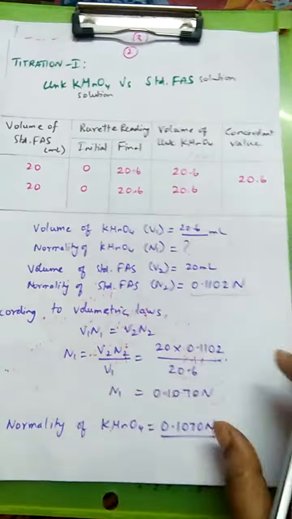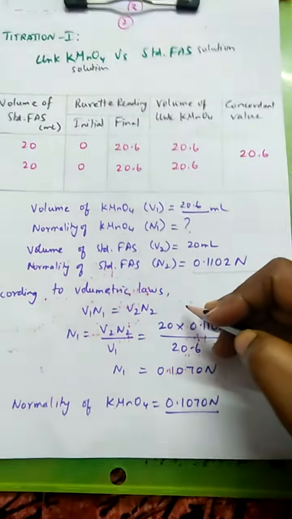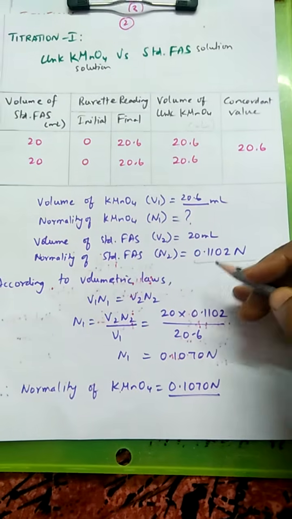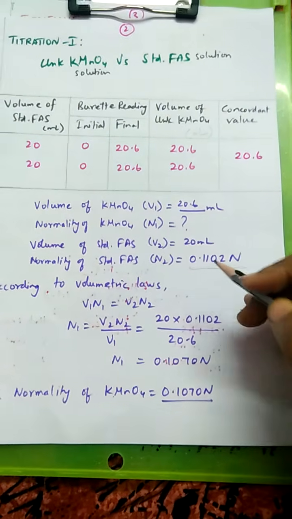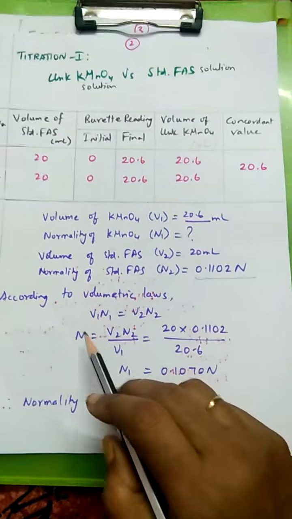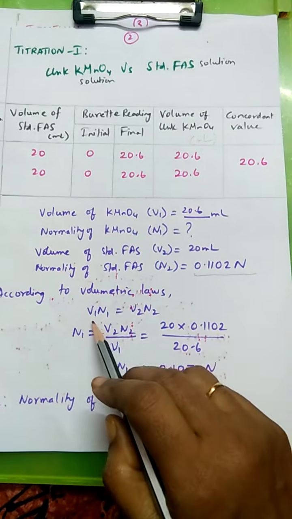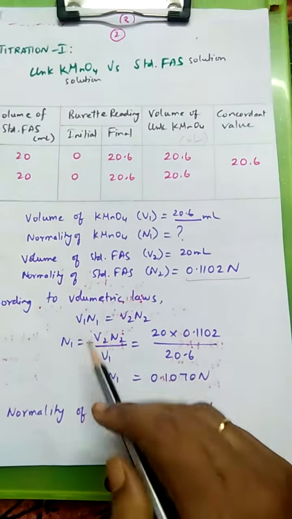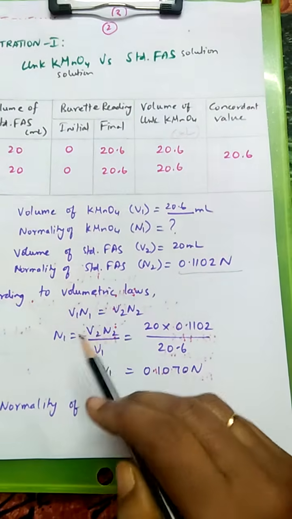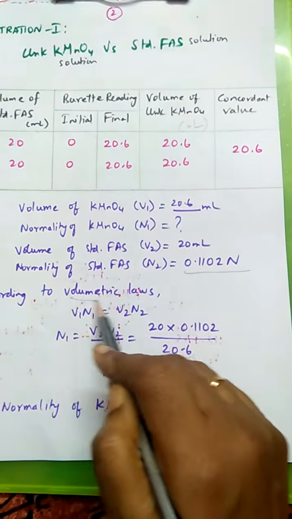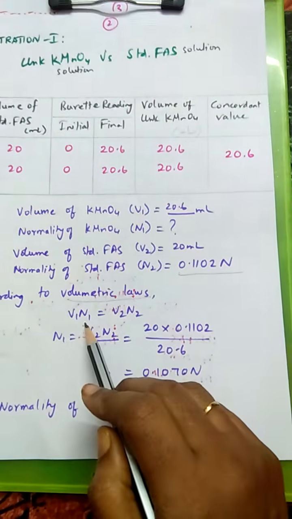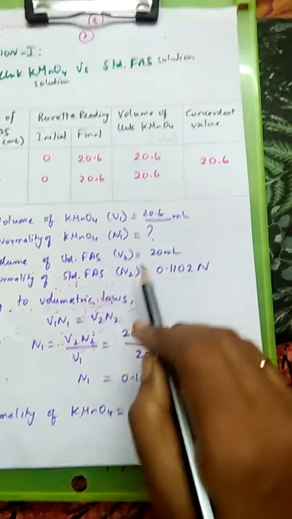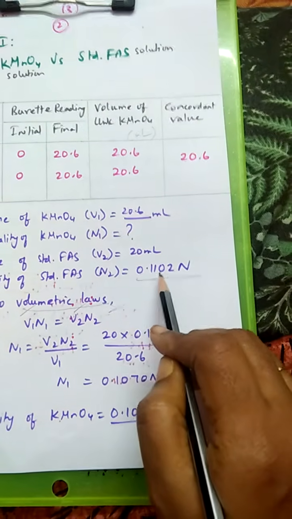It is 0.1102. According to volumetric laws, when two solutions are titrated, it may be a neutralization reaction or a redox reaction. Here it is a redox reaction. The product of volume and normality of one solution will be equal to the product of volume and normality of the other. Equal volumes of equinormal solutions exactly neutralize each other, which is the volumetric law. So N1 can be calculated by knowing V2, N2 and V1. V2 and N2 are 20 into 0.1102.